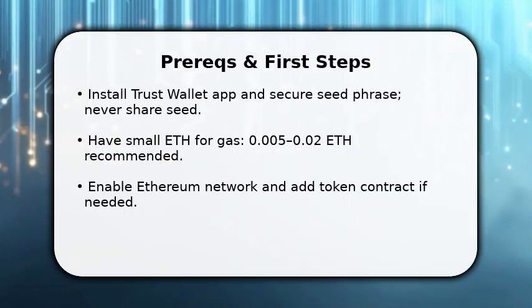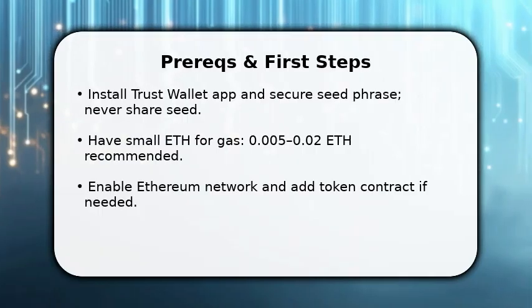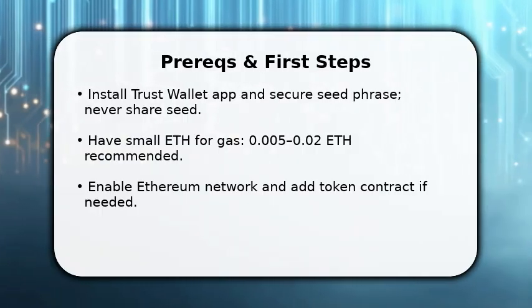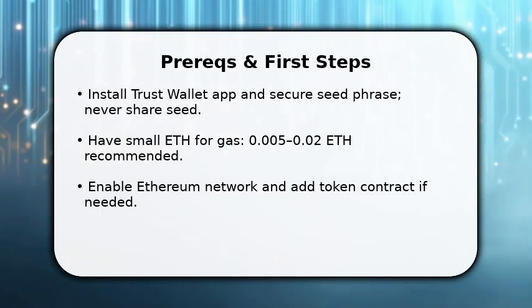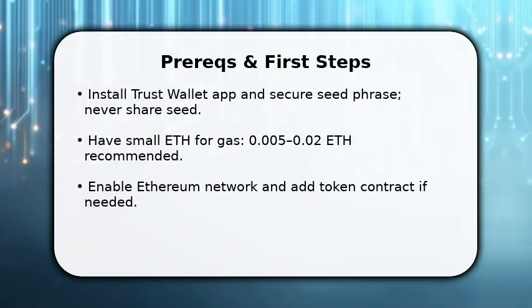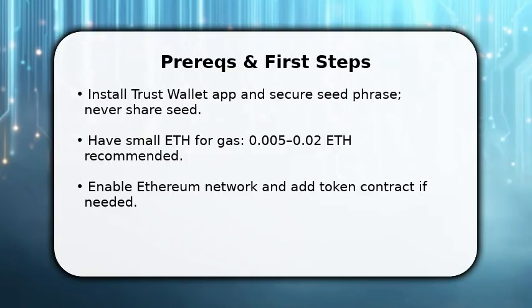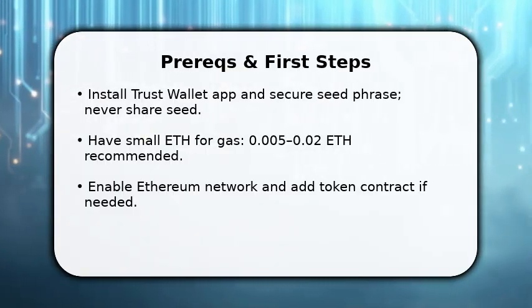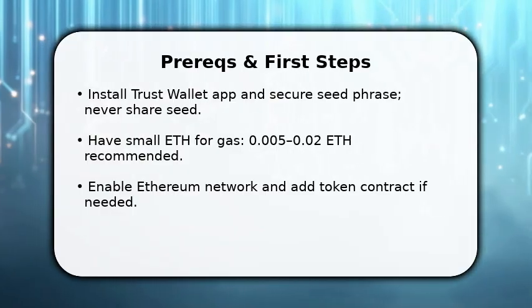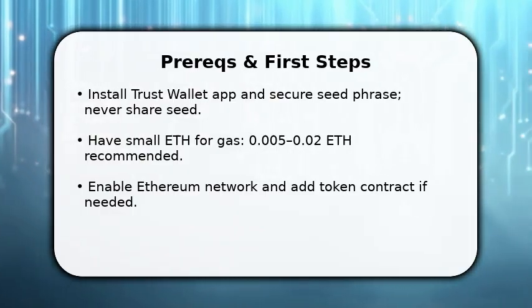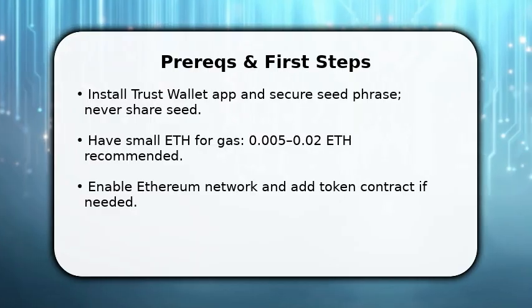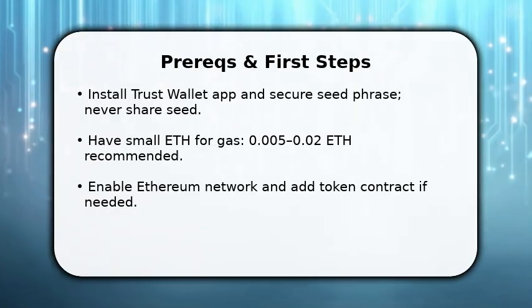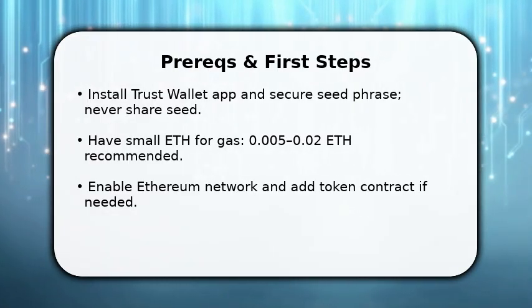You start by opening Trust Wallet and confirming your seed phrase is backed up. That protects access. Next, make sure you have a small ETH balance to pay gas fees, about 0.005 to 0.02 ETH is typical. Then, enable the Ethereum network in the app and add the token contract manually if it isn't listed. Once done, you're ready to access decentralized exchanges.